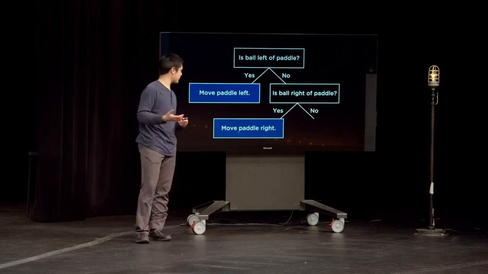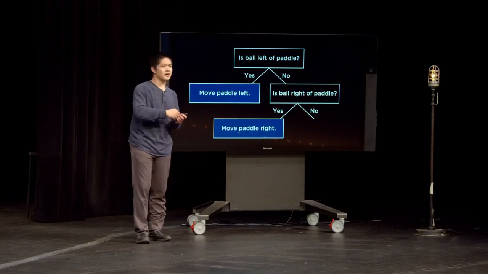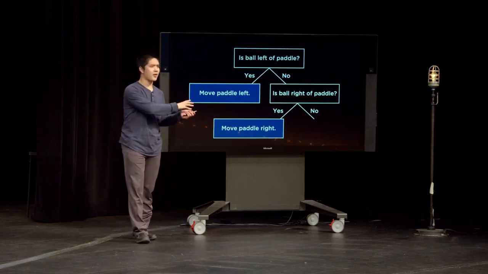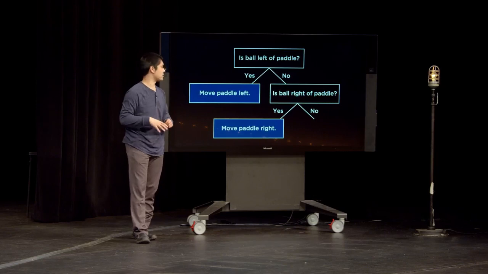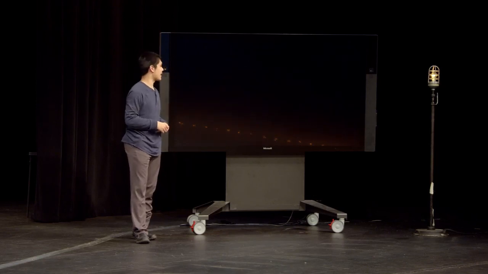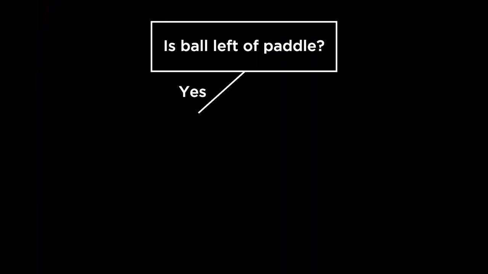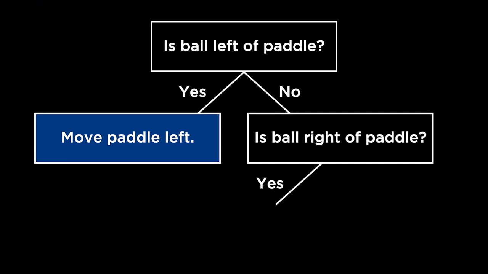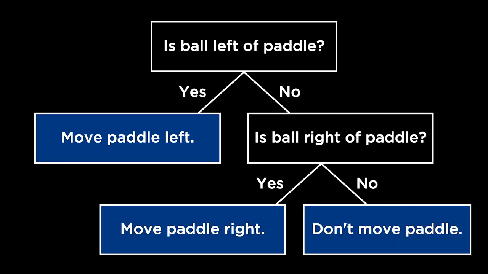And if the answer to the question is no, well, that means the ball's not to the left of the paddle and it's not to the right of the paddle. So we may as well just not move the paddle at all in that case. So this, again, is that decision tree that can allow us to make these choices about what it is that our AI should do in this situation.